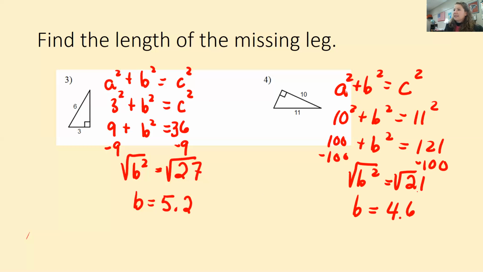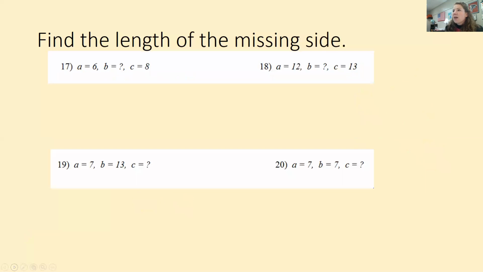All right, so that's how you find the hypotenuse or a missing leg. You could do the same thing with this: you're going to square 6, subtract it from 8 squared, find the square root of that answer, and it's going to be letter B. So there's some more practice for you. If you want to pause, write these down. I'll be happy to send you the answers if you want to try those.